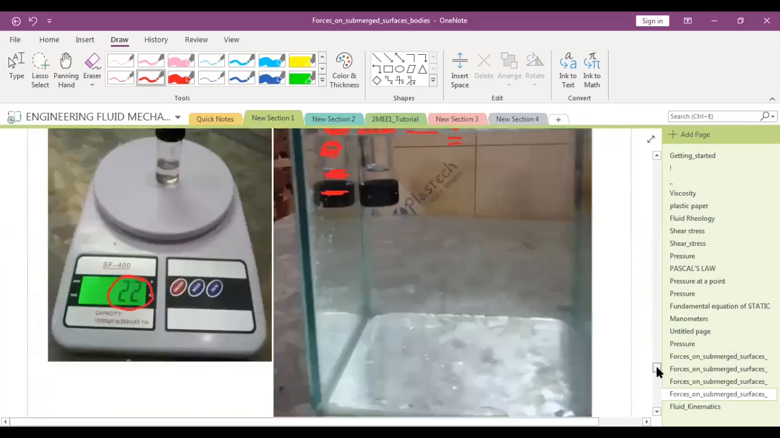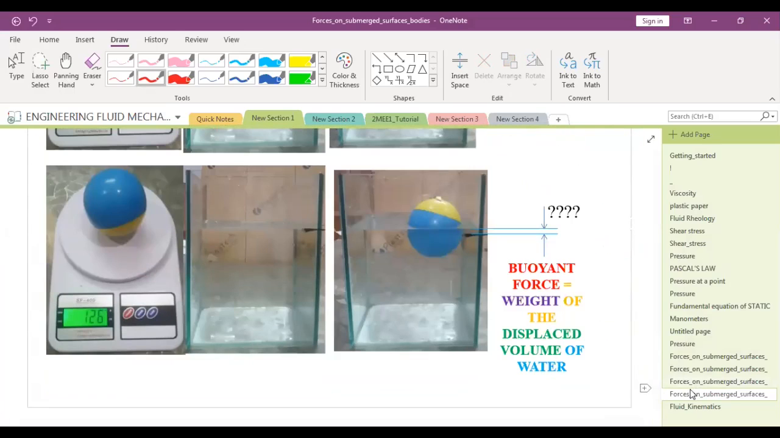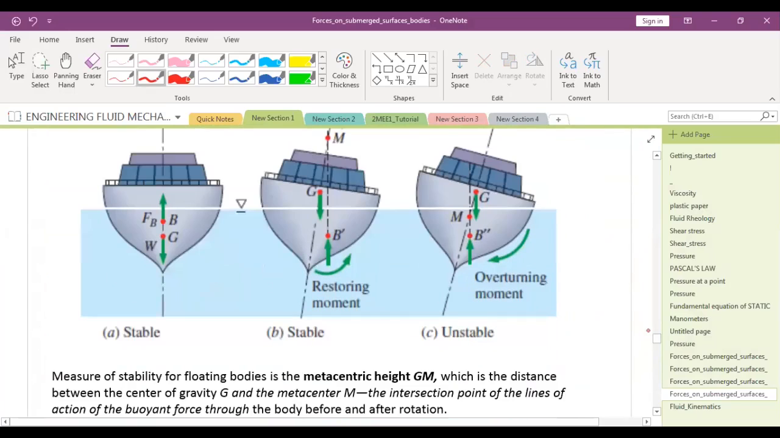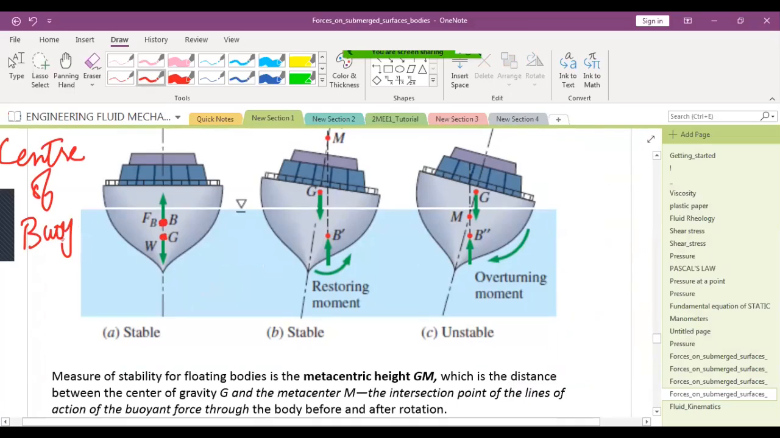So what you can see is, in case of ships, this is the center of gravity, G. This is the center of buoyancy. So what is center of buoyancy? How will you define center of buoyancy? Anyone?